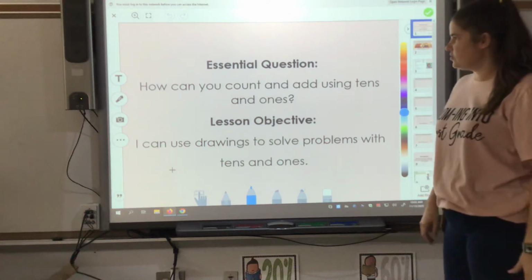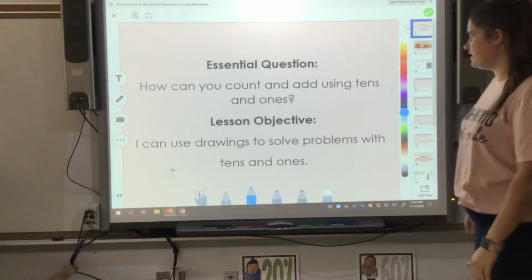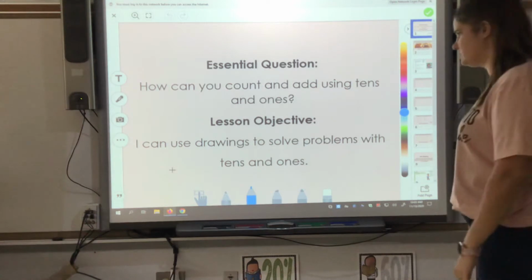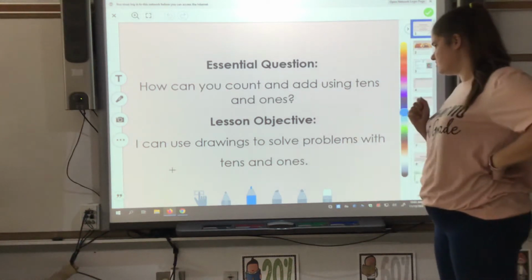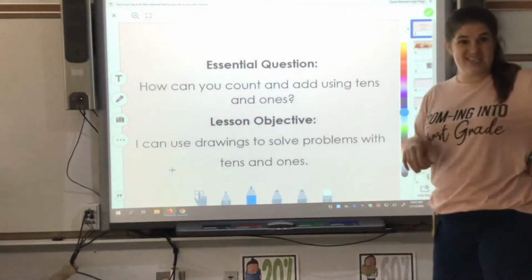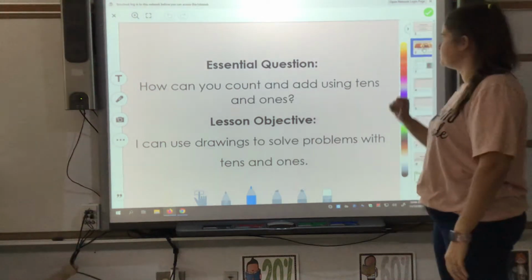Girls, our essential question for math: How can you count and add using tens and ones? I can use drawings to solve problems with tens and ones. That is our objective for today.